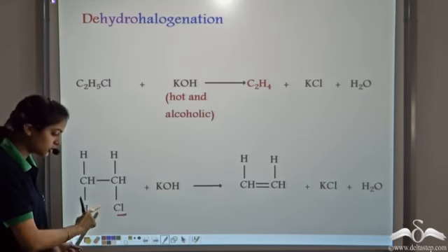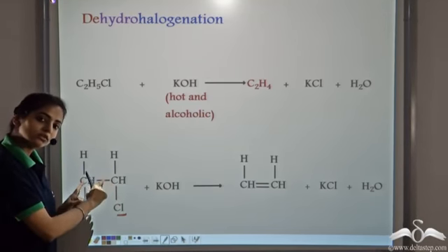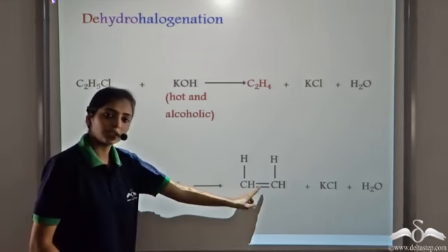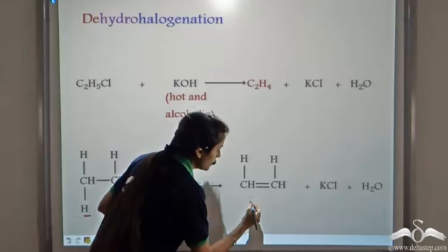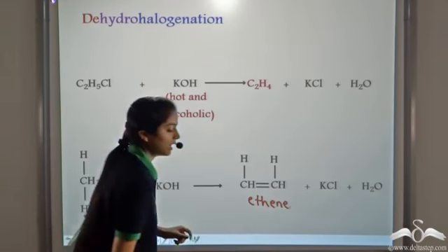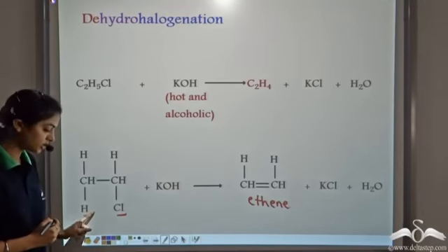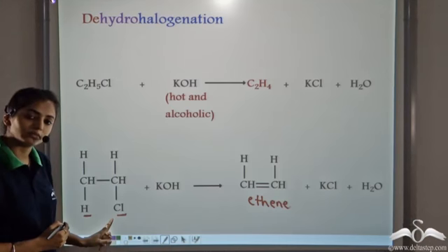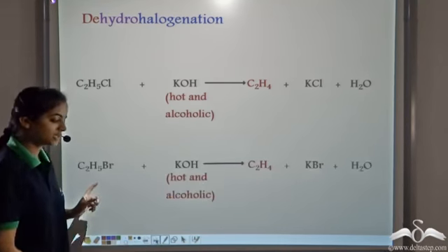Now, as this H and this chlorine atom leave, each carbon now has 3 covalent bonds. So, in order to complete its tetravalency, it forms a double bond. So, by using hot and alcoholic KOH, we form ethene. And this is done by dehydrohalogenation. That is, by the removal of one hydrogen atom and by the removal of one chlorine atom, which is the halogen in this case. We can use another reagent as well.